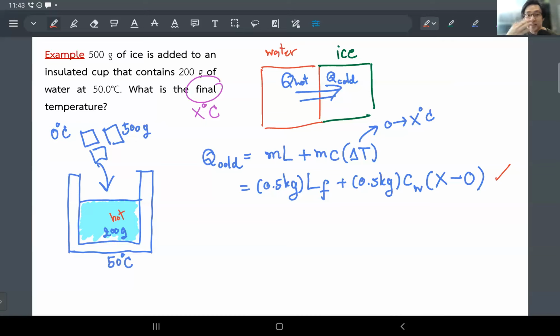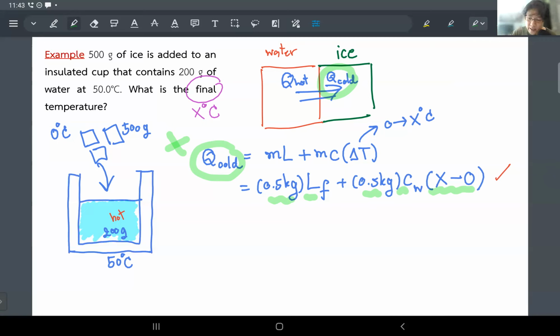What you're looking at right now is automatic; the math takes care of the sign by itself. X minus 0 is going to be positive because the final temperature is higher than 0. The first term, mL, stays positive all the time, and the second term gives you another positive. So at the end, this Q cold has a net positive result, which makes perfect sense because it signifies that there is heat flow into the ice.